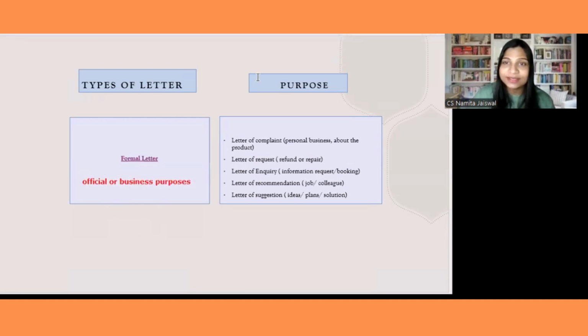Now the next thing here is, what is the purpose? So if it's a letter of complaint, let me give an example. Say I have purchased a product and that stopped working, and I've written a letter to the sales manager or sales head in a particular company, and I requested a replacement or refund. That's a letter of complaint.